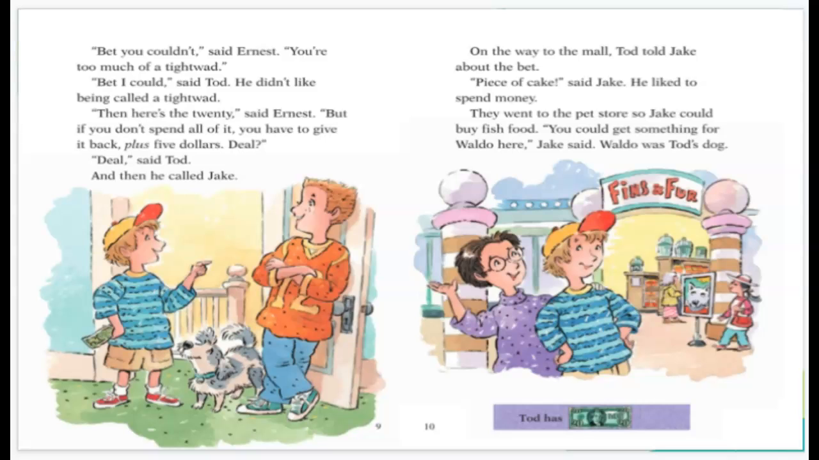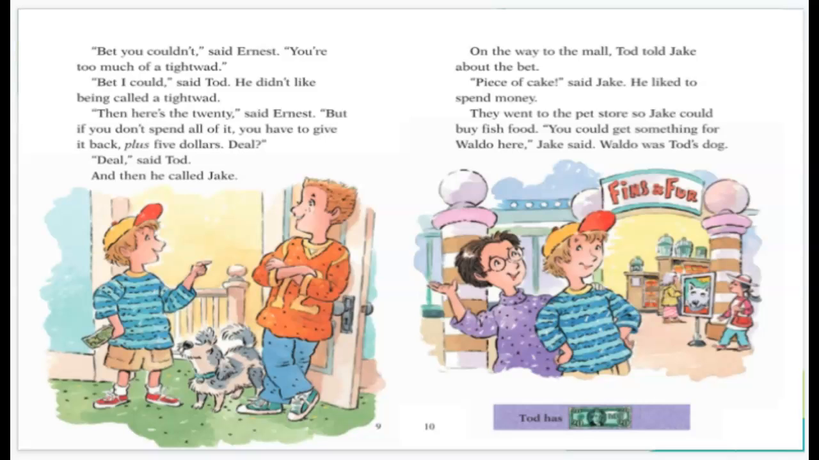"Then here's the 20," said Ernest. "But if you don't spend all of it, you have to give it back, plus $5. Deal?" "Deal," said Todd. And then he called Jake. On the way to the mall, Todd told Jake about the bet. "Piece of cake," said Jake. He liked to spend money.